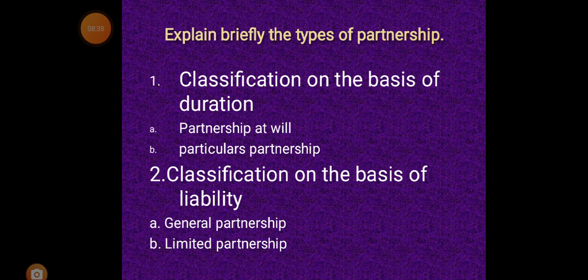Under the first one, classification on the basis of duration: partnership at will, and second one, particular partnership. And the second section, classification on the basis of liability: general partnership, and second one, limited partnership. General partnership in the sense the liability of the partners is unlimited. Under limited partnership, the liability is limited.